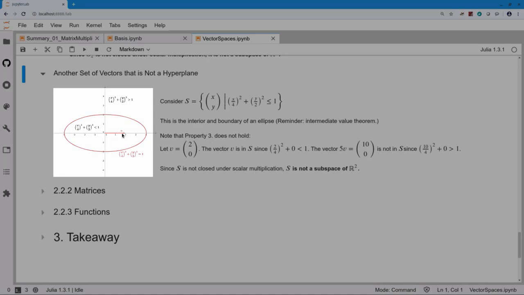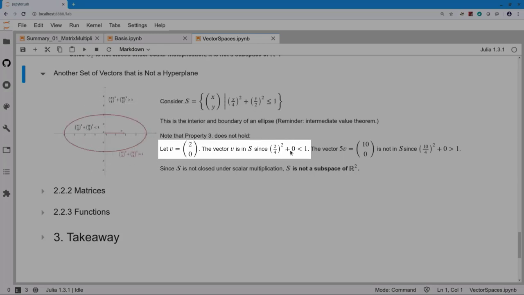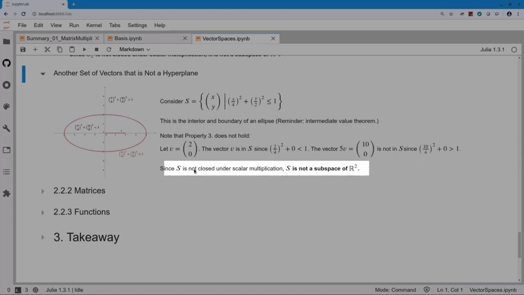Well, if I look at some vector and I multiply it by a scalar, I'm changing its length. I can start with a vector that's inside my ellipse and move to a vector that's outside of my ellipse. Let's pull an example. If I take v equal to 2, 0, this vector is inside the ellipse since it satisfies the membership constraint when I plug in 2, 0. And then multiply that vector by a sufficiently large scalar. Say 5v gives me 10, 0, and 10, 0 is no longer inside the ellipse since the membership constraint is violated, and therefore S is not closed under scalar multiplication. S is not a subspace of R2, since we gave a counterexample.